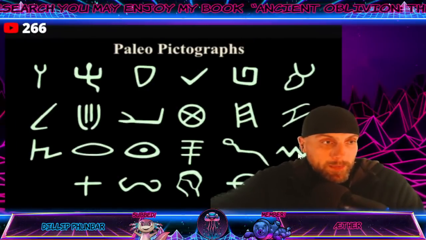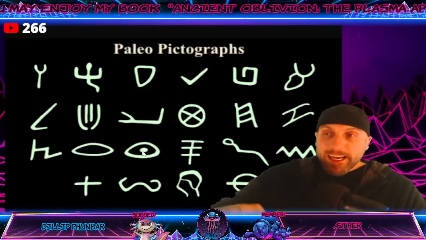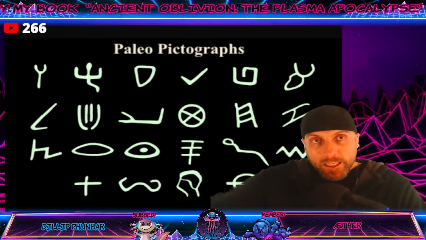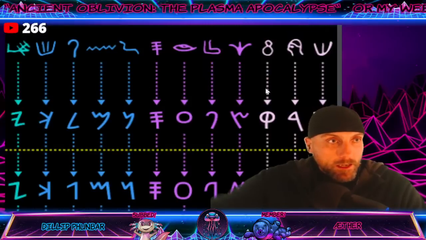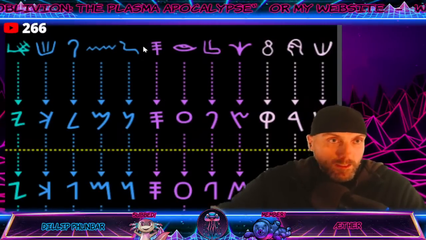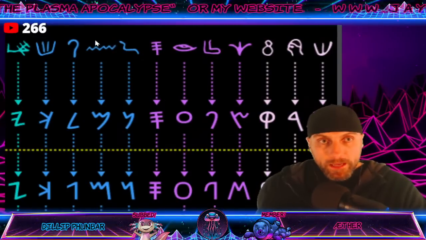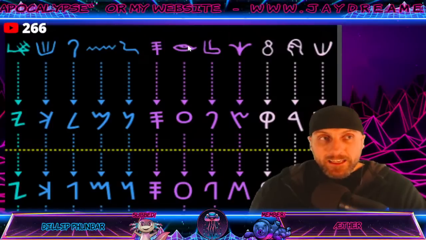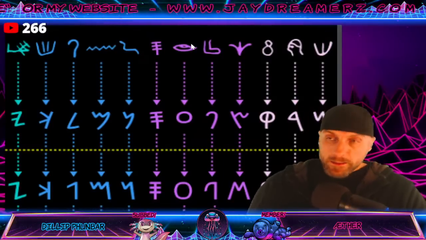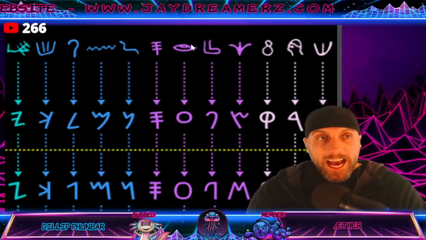So we've got Mem, Nun, Samek, Ayin. Ayin is how this one is pronounced. Let's check out Ayin. If we go up here to the top, we can see Mem, Lamed, Mim, Nun, Samek, Ayin. It looks like an I. Exactly how it's pronounced, basically. Ayin.